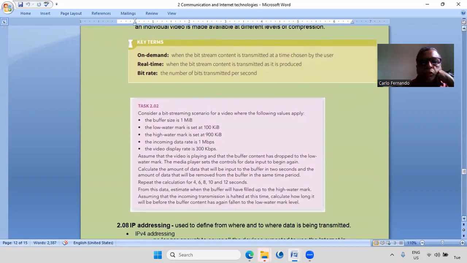And here is a task for you. Consider a bit streaming scenario for a video where the following values apply. The buffer size is 1 megabyte. The low watermark is set at 100 kilobytes. The high watermark is set at 900 kilobytes. The incoming data rate is 1 Mbps. Video display rate is 300 kbps. So all the data are given.